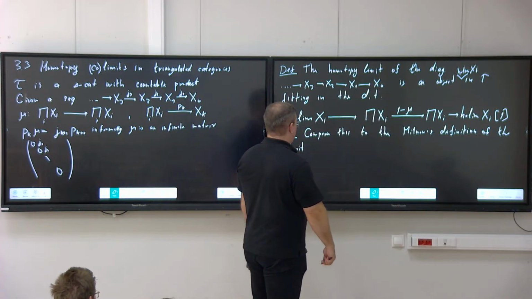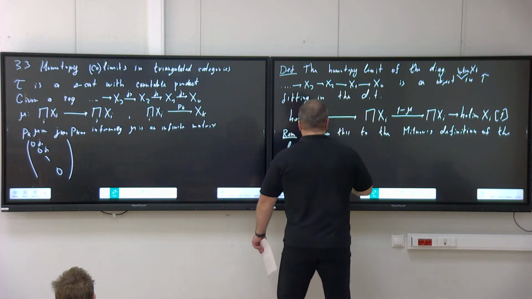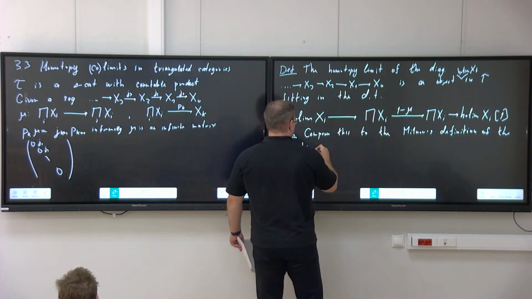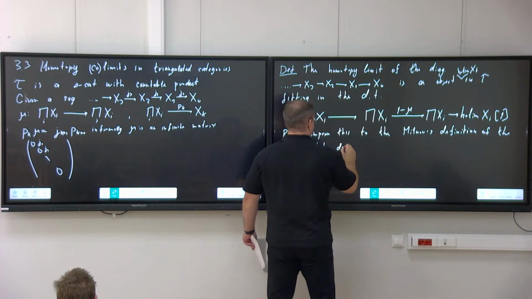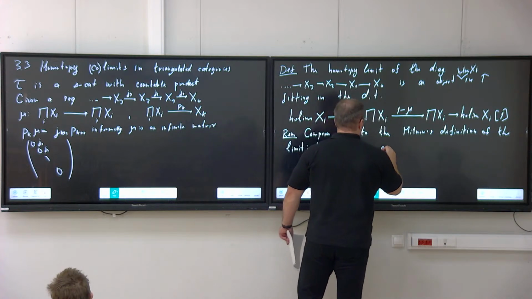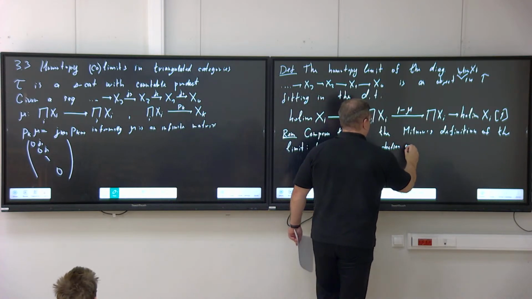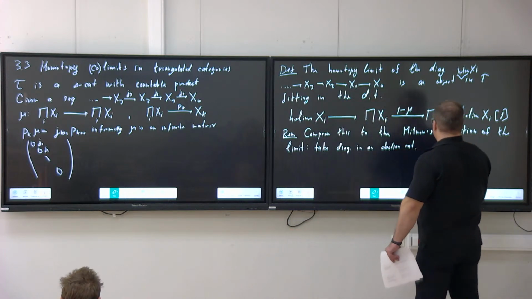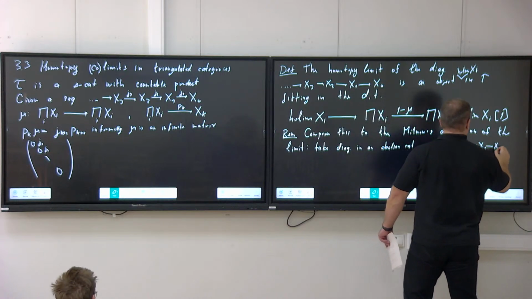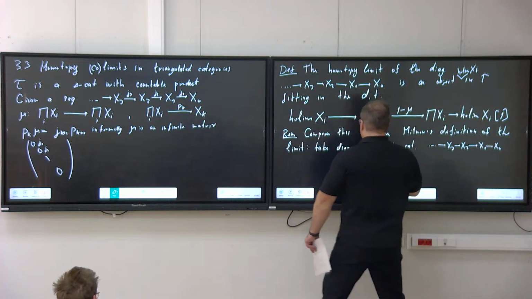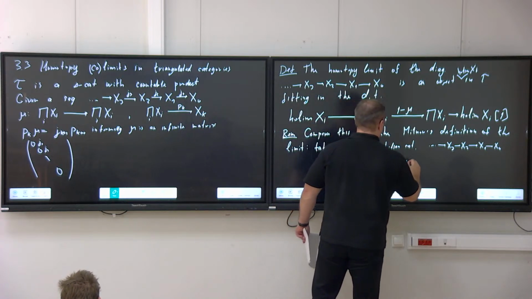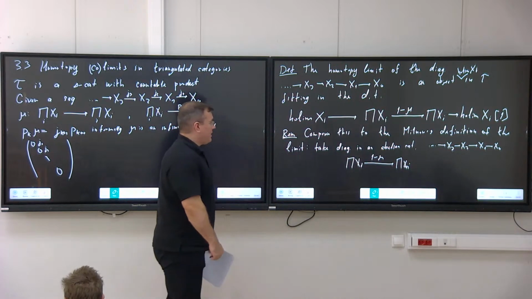Now, in the Milnor definition of the limit, you consider the following. You take, for example, an abelian category. So take the same diagram as before, x3, x2, x1, x0, right? And you form the same thing. So you form the product of all these xi's. You consider the map 1 minus mu on the product of all the xi's. And this map has a kernel and a cokernel.